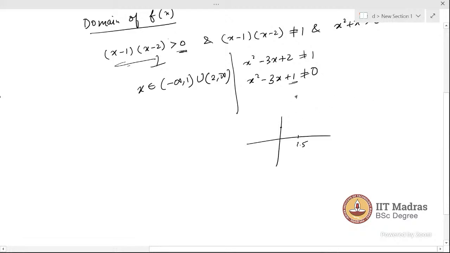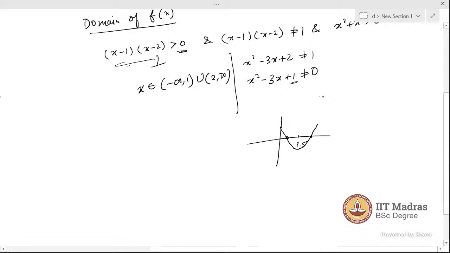What is the discriminant for this? b square minus 4ac. So this will give me 3 square, so that is 9, minus 4, which is 5. Root 5, is it? So it's greater than 0, isn't it? Yes, sir, it's greater than 0. That means it will cut at 2 points, right? So that will be 2 points somewhere, isn't it? So all I have to do is just find out those 2 points, correct?